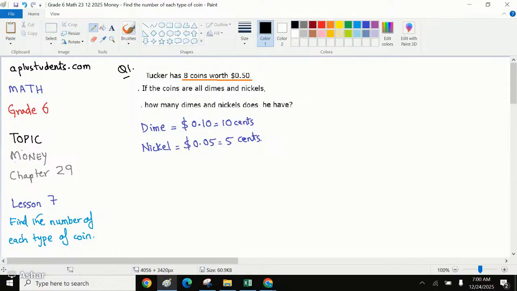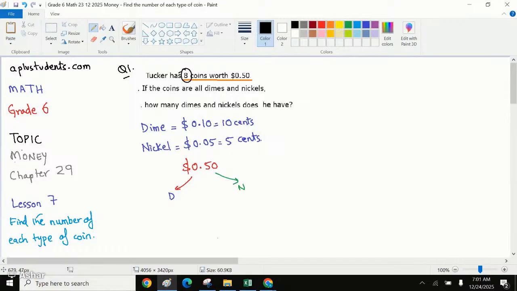So, 8 coins worth 0.50, right? We need to find the combination of how many nickels and dimes he can have. So what we do is we say $0.50 needs to be broken into dimes and nickels, and the total number of coins should be 8. The total number of coins should be 8.